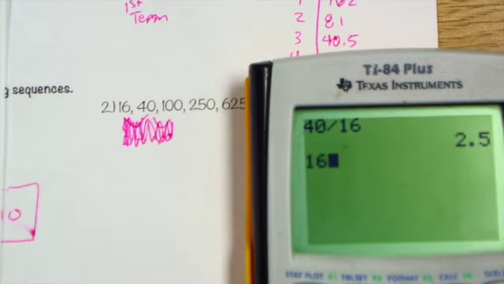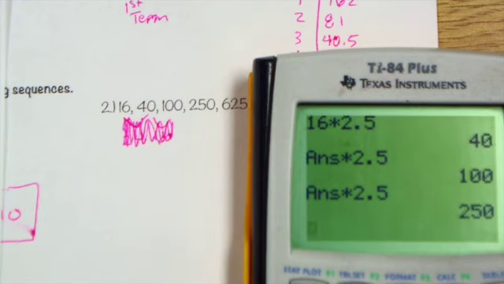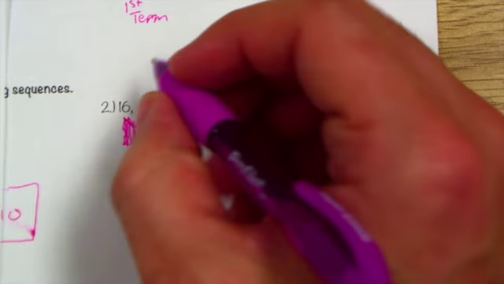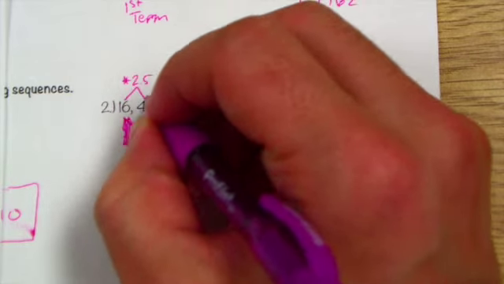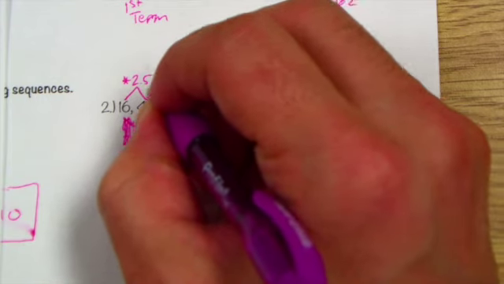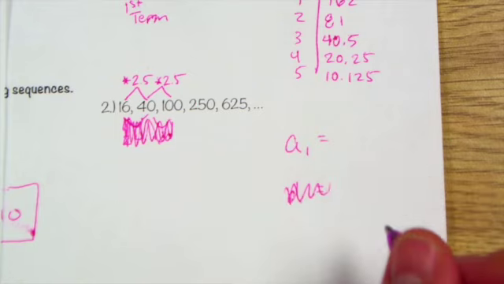Let's check and see if that is truly what it's being multiplied by every time. 16 times 2.5 equals 40. Okay, that works. Times 2.5 again, let's see if that's the next number. Oh, there you go, 100. I wonder if the next one's 250. Yes, it's 250. And 625. Yes. So we found that these numbers are multiplied by 2.5 every time. So there isn't any common difference.